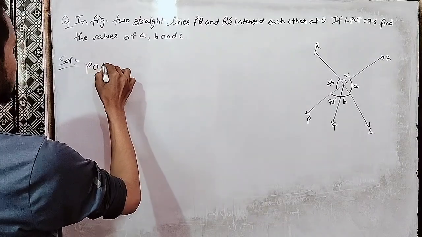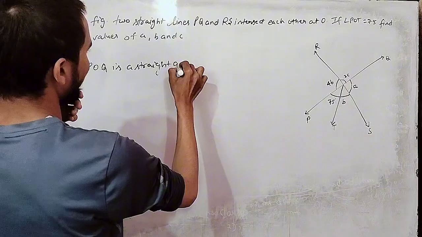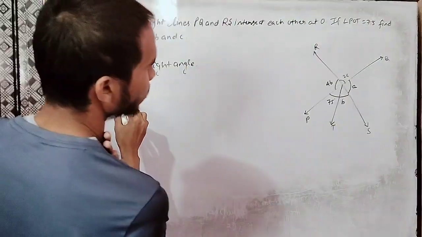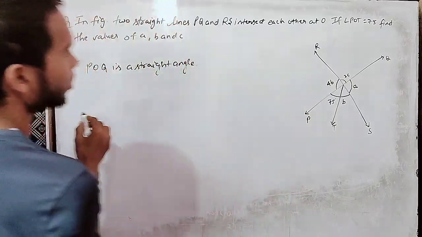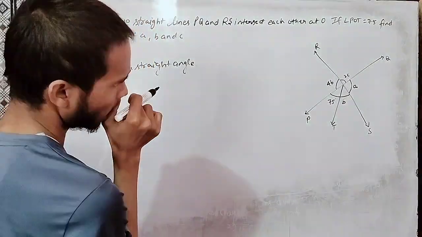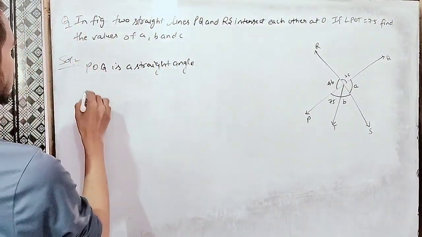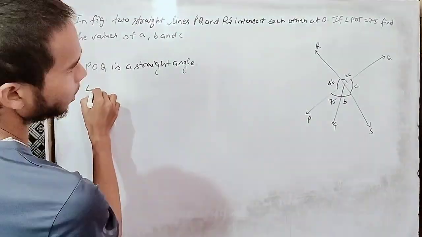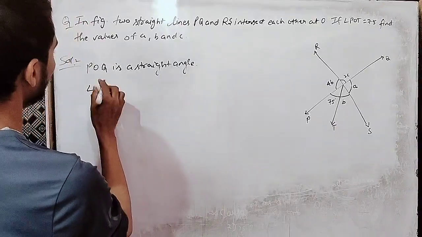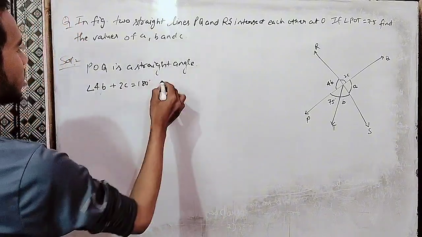POQ is a straight angle, which also means the sum of the angles on PQ is 180. So can we write 4B plus 2C is 180 degrees? Of course, this is one equation.